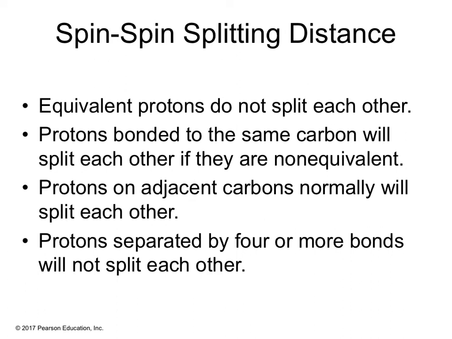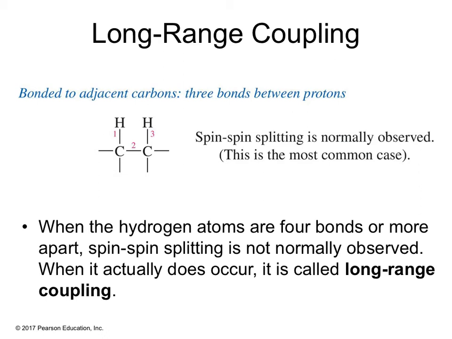So now, protons normally right next to each other will split each other. Those are the neighbors. Sometimes protons bonded on the same carbon can split each other if they're not equivalent. We call those diastereotopic. Protons separated by 4 or more bonds will not split each other. So it's usually around 3 bonds or less. And so this thing called long-range coupling, you can actually calculate the hertz between these two, and they're called J constants. And the unit is hertz.